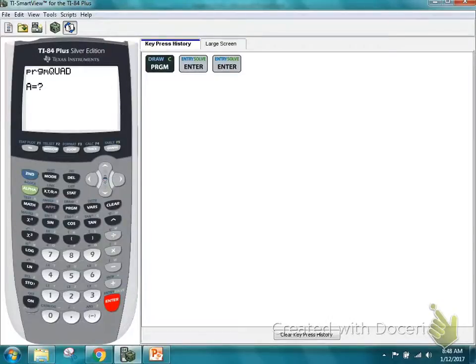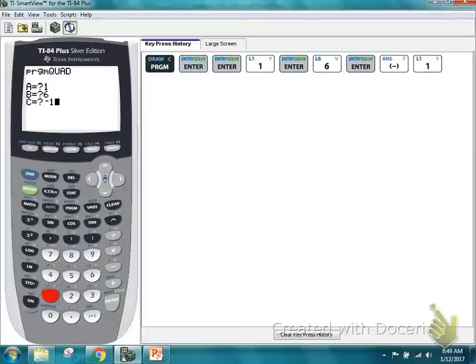Let me see it. Now, the reason I want you to label your A, B, and C is because the next three questions the program is going to ask you are A, B, C. So here's what you do. What was our A in that problem we just did? 1. So we hit 1, and we hit enter. Then it's going to ask us for B. B was 6, so we hit 6, we hit enter. C was negative 16.